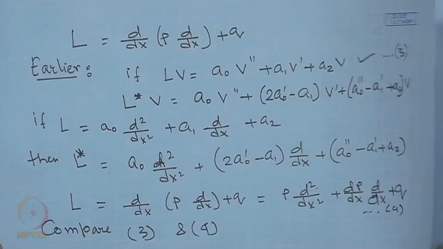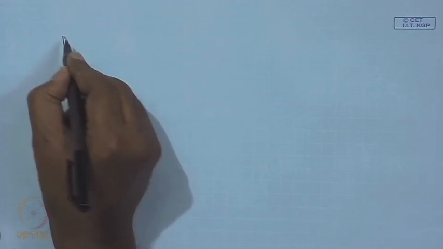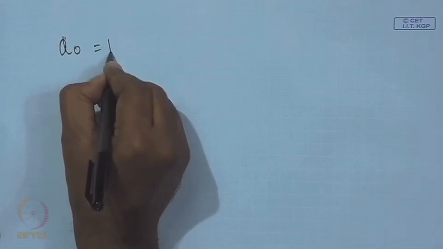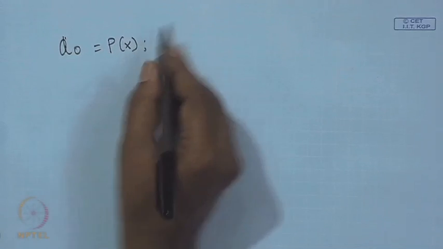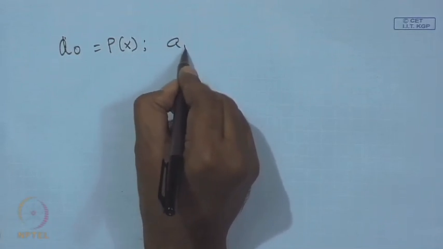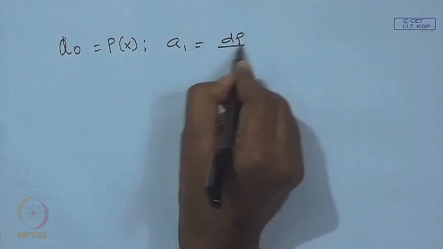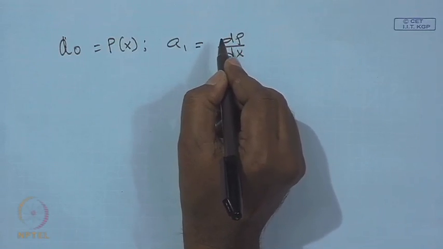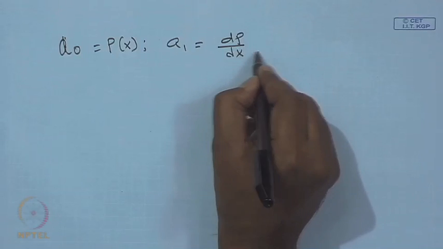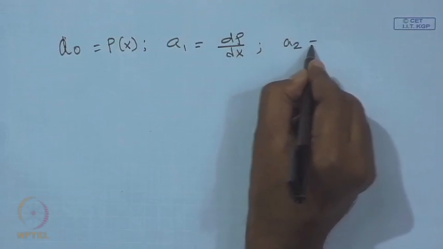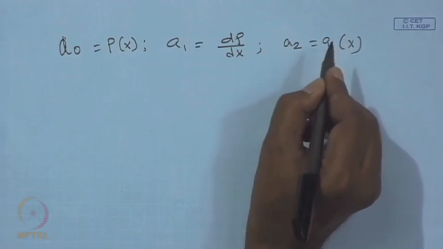So, therefore, by comparing we can write a 0 is nothing but p of x, a 1 is nothing but dp/dx, and a 2 is nothing but q of x.